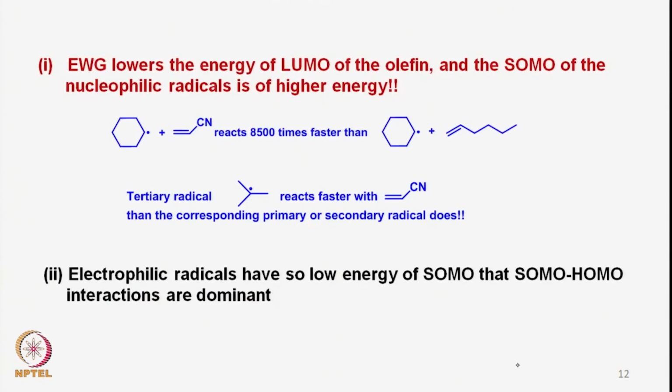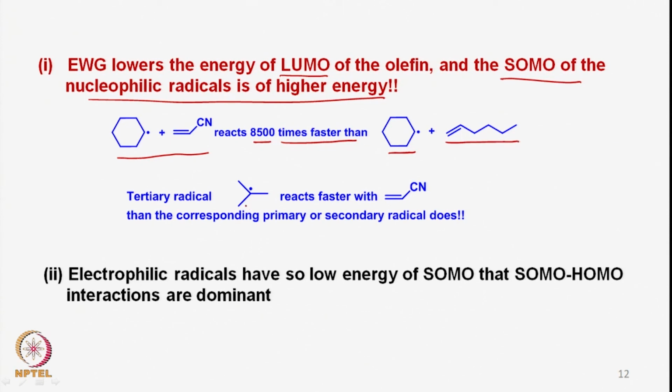At the same time we can also look at a couple of more aspects of it. One is that, as we discussed, the electron withdrawing groups lower the energy of the LUMO of the olefin, and the SOMO of the nucleophilic radicals is of higher energy. That is how, for example, the cyclohexyl radical reacts 8500 times faster than the same radical reacting with an ordinary olefin having no electron withdrawing group. A tertiary radical, which is electron rich, reacts faster with acrylonitrile than, say, a secondary radical or a primary radical, obviously because of the electron releasing nature of the substituents on the tertiary radical. Similarly, electrophilic radicals will have low energy of the singly occupied molecular orbital, and therefore SOMO-HOMO interactions are dominant.